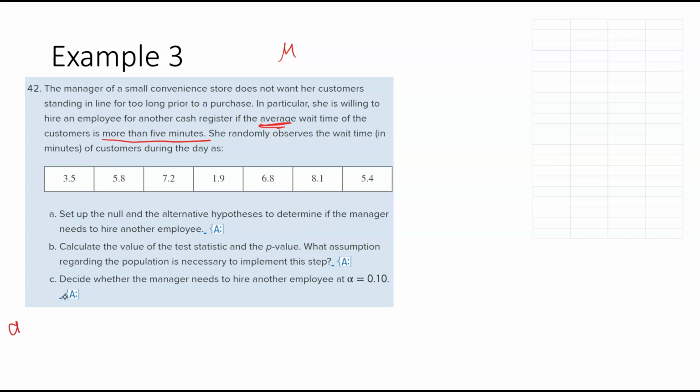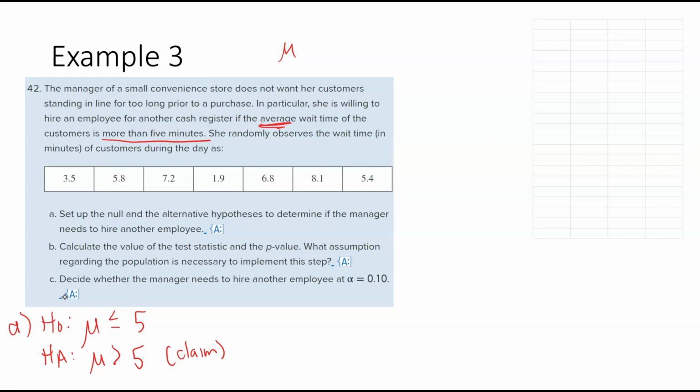So A, the null and alternative hypotheses. So we know we're talking about mu. And we know we're talking about 5 minutes, and more than. So more than doesn't have equality. And this is the claim, or this is when they're going to hire someone. So if it's got more than 5 minutes, they're going to hire someone. The opposite is less than or equal to.